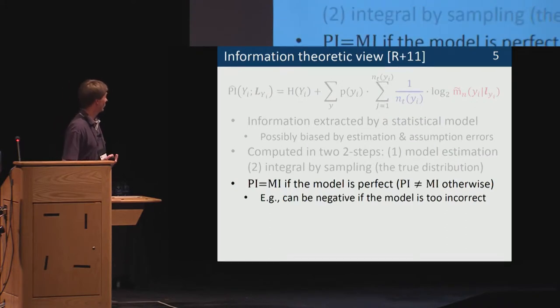Okay, and what's important to see here is that this perceived information is going to be equal to the mutual information in case the model that you use is perfect, and it's going to be different in all the other situations. For example, the perceived information can even be negative if you have a model that is completely disconnected from the actual leakage that you try to analyze.